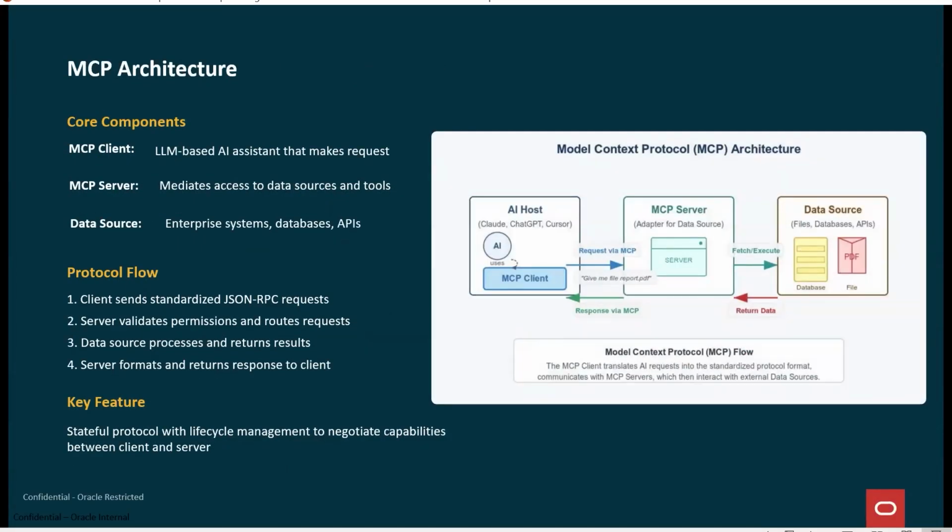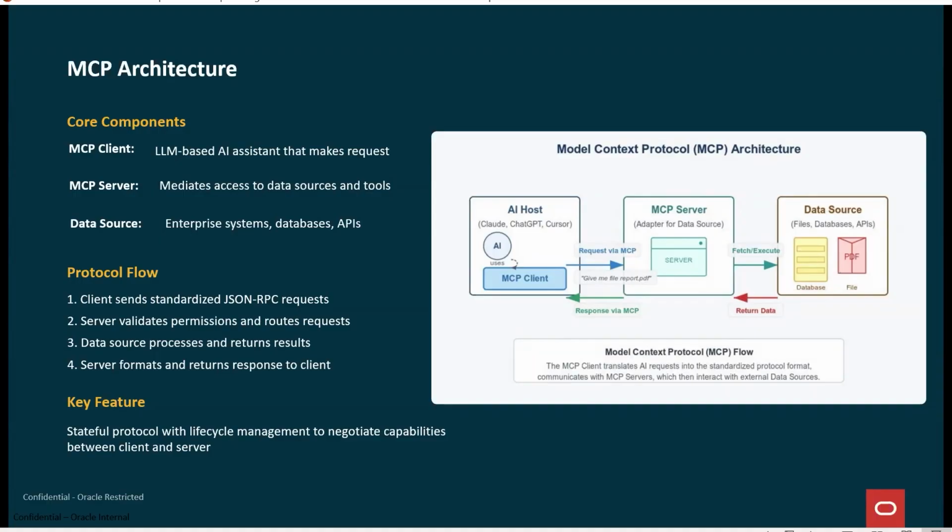Let's take a look at how the MCP architecture works. At the core, there are three components: the MCP client, the MCP server, and the data source. The MCP client is the LLM-based assistant like ChatGPT or Claude, which makes the request. The MCP server acts as a mediator, handling access to tools and data sources. And the data source could be an enterprise system, a database, or APIs.